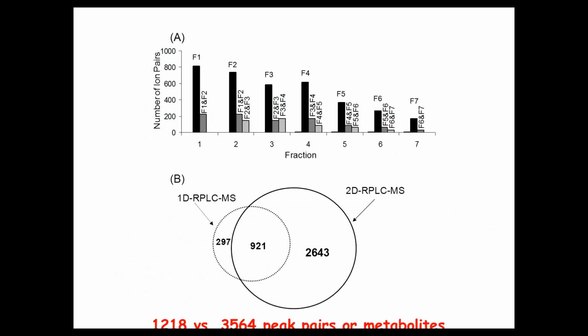In this example, we detect 1218 peak pairs using one-dimensional LC-MS from this dansylated urine sample, and detect 3,564 peak pairs using two-dimensional LC-MS from the same sample. So using multi-dimensional separation in combination with MS detection will certainly increase the dynamic range of detection and metabolomic coverage.